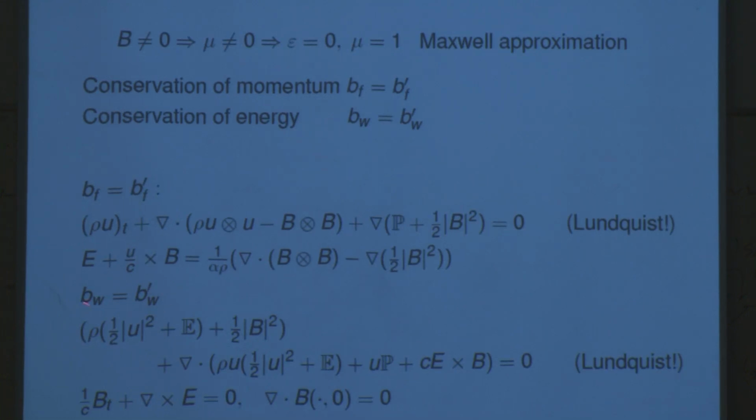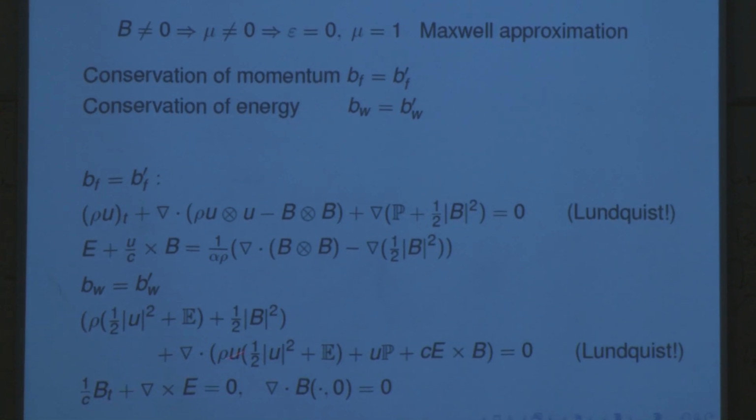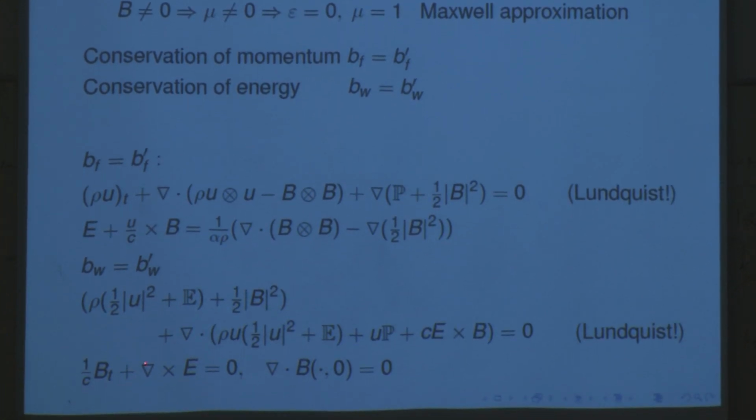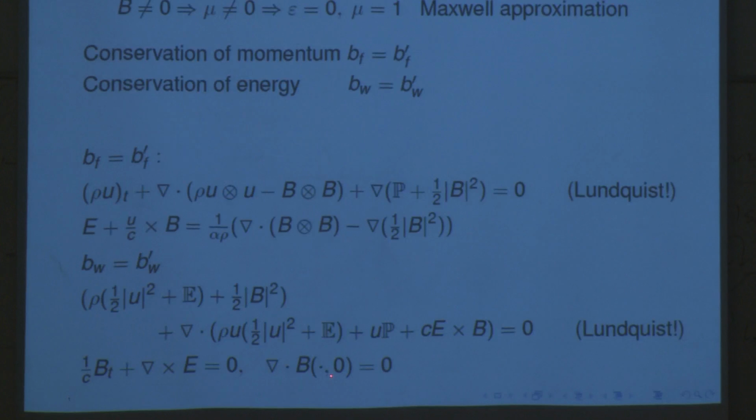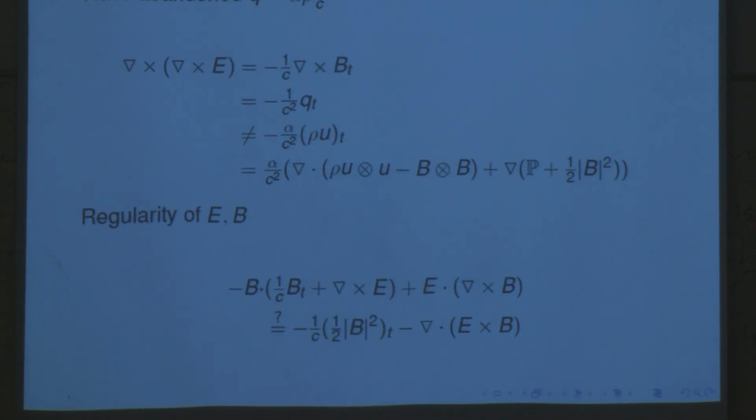Again, equating the work on the fluid with the work of the electromagnetic field, we recover exactly the Lundquist energy equation. So we have almost Lundquist. And as with Lundquist, keeping Faraday and assuming the magnetic field is initially solenoidal, it will remain solenoidal. So there's no problem with satisfying div B equals 0.